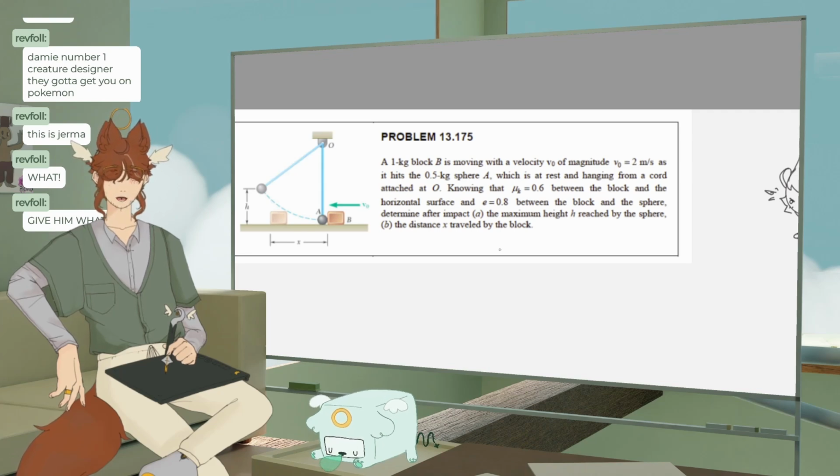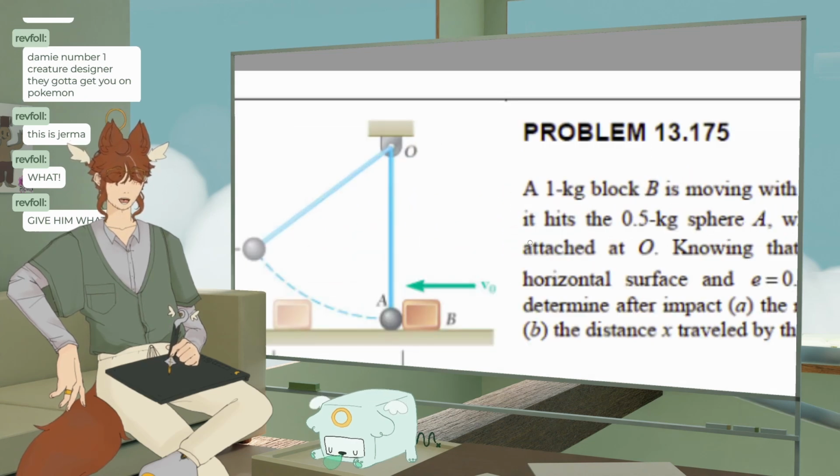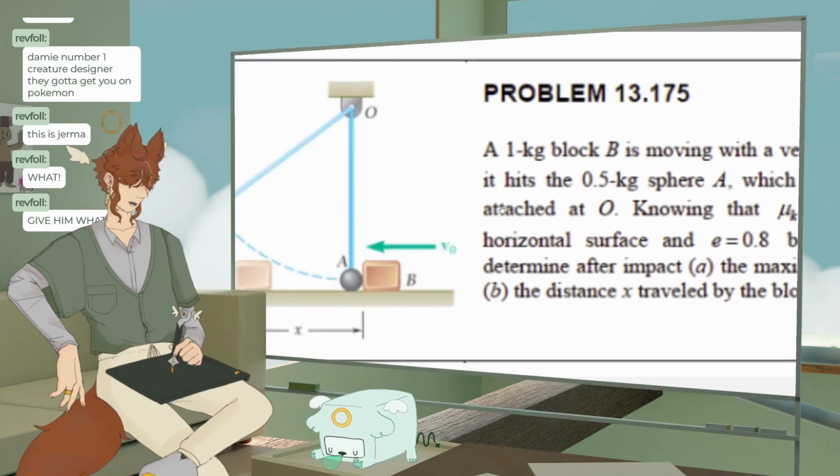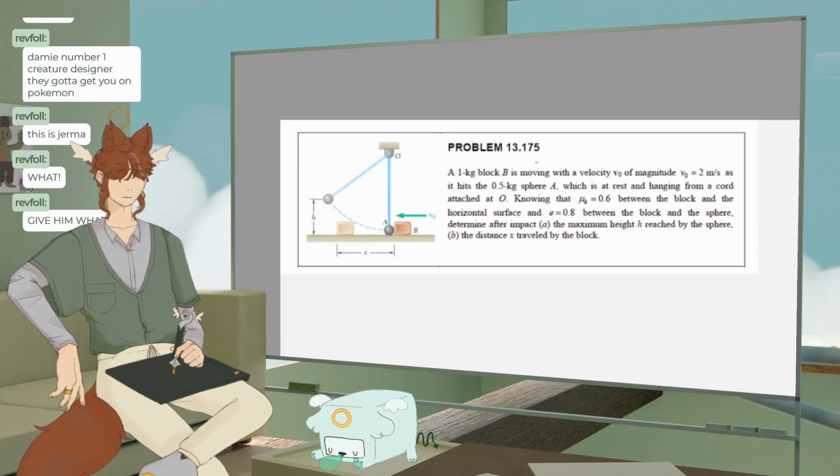Hey, wait a second. That block is not in the path of the sphere. Hey guys, that block is not in the path of the sphere. Okay, anyway. A 1 kilogram block is moving with a velocity. Awesome. My brain just turned off instantly. Okay, it's moving with a velocity of magnitude 2 meters per second as it hits, so we know an initial velocity.